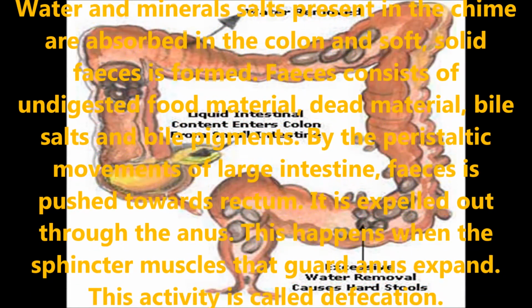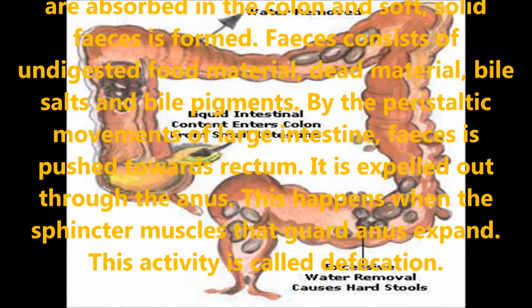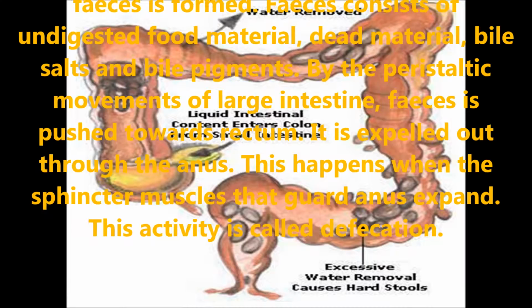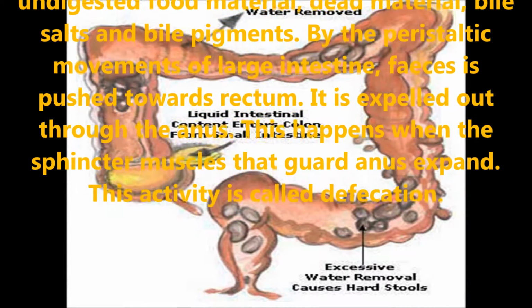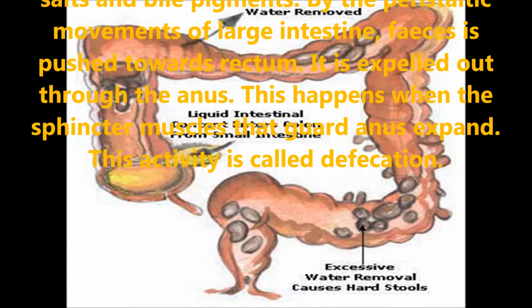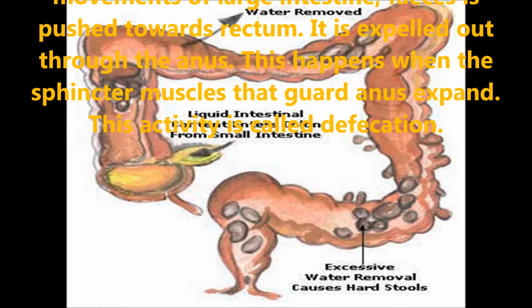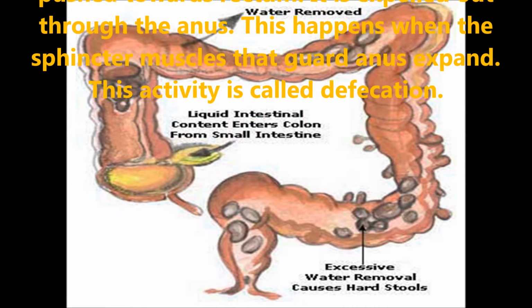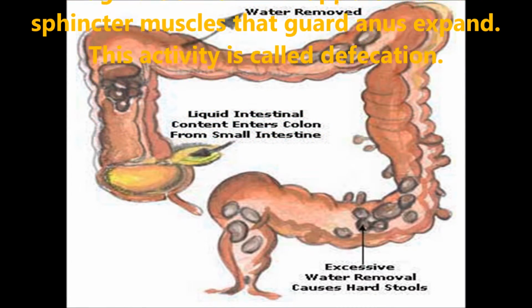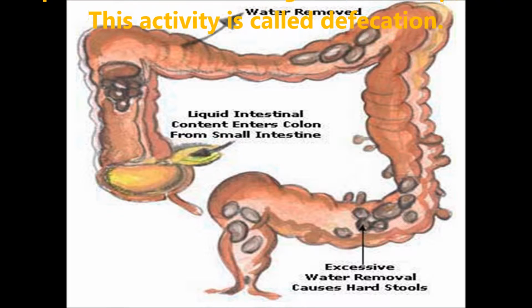By peristalsis, meaning wave-like movements of the large intestine, the feces is pushed towards the rectum. It is expelled out through the anus. This happens when the sphincter muscles that guard the anus relax. This activity is called defecation.